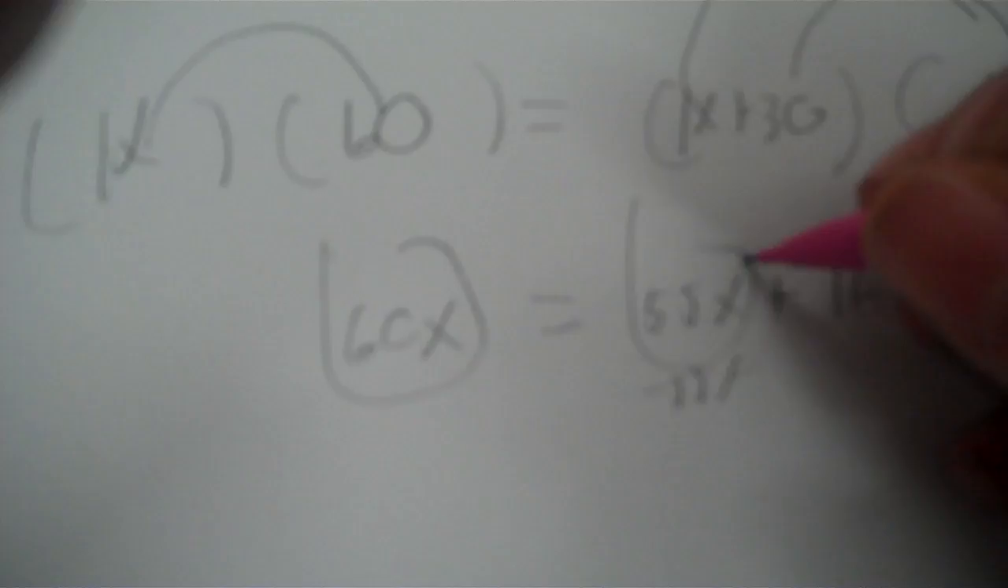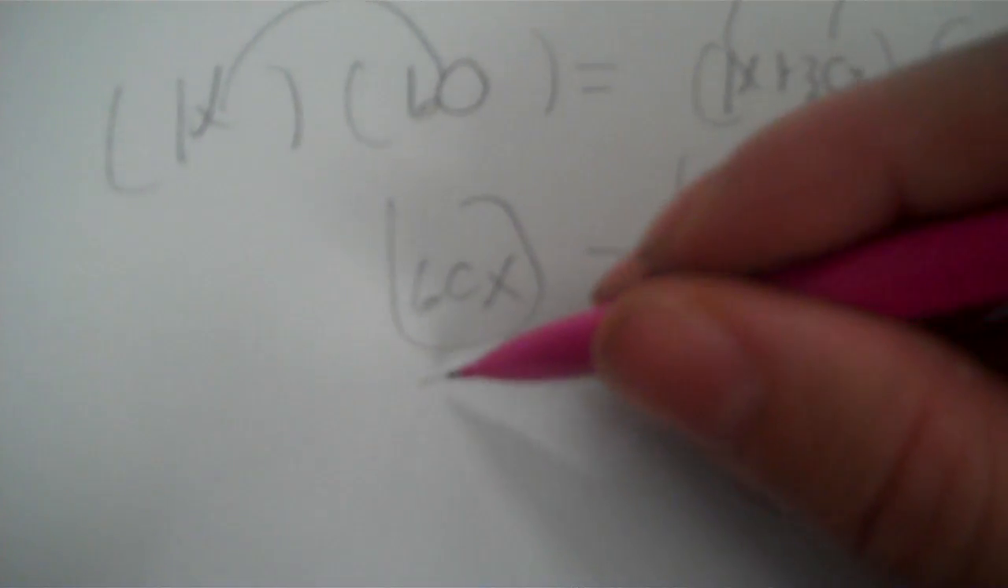Got two x's, pick the 55, get rid of that. Don't get rid of the 60, that's stupid. And that side's empty, so 5x equals 1650. 1650 divided by 5 is 330. So this car went 330 miles. To find the other one, you add 60 onto it, that's 390.